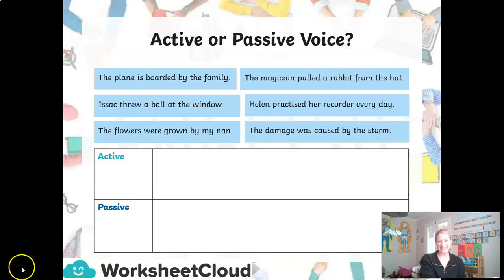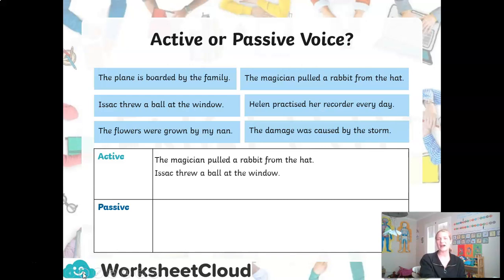Okay, have you done it? Let's have a little look at the answers together. The magician pulled a rabbit from the hat. Active. Isaac threw a ball at the window. Active. Helen practiced her recorder every day. Active. Remember, the magician, Isaac and Helen are the subjects. They are the first thing to appear in the sentence. The verbs pulled, threw and practiced are the second thing, the middle thing, and we finish with the object. In this case, the rabbit, the ball, and her recorder.